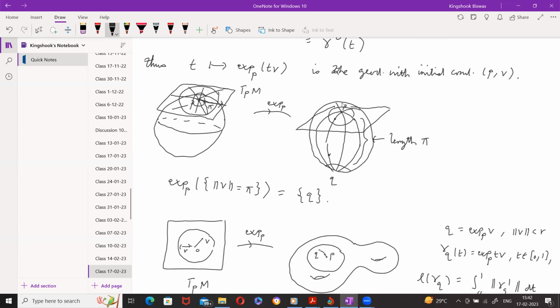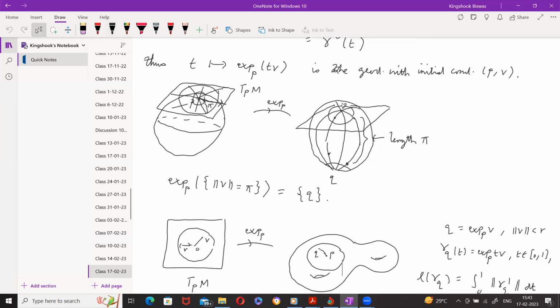If I go beyond pi, what happens? If I go beyond pi, then let's say the geodesic will come somewhere here, right? In this case, it's no longer length minimizing, because instead of going this way, I can go backwards and I'll get a shorter curve. So it will no longer be length minimizing after time pi. But for time less than pi, any geodesic in S2 will be length minimizing. Okay. So what this fact is saying is that's true in general.